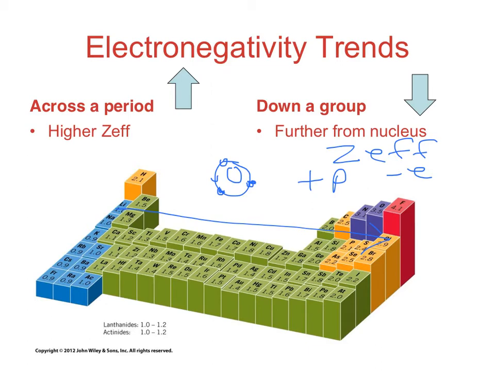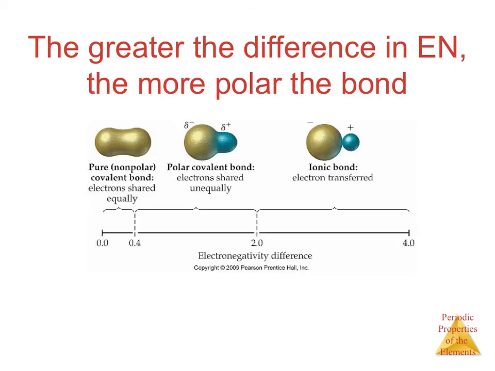Okay. When I go down a group, why is the electronegativity going down? That's because as I go down a group, the outer electrons, the ones that are bonding, which are always the valence electrons, are further away from the pull of the nucleus. Okay? So we'll talk a lot more about electronegativity when we talk about bonding in our next unit.